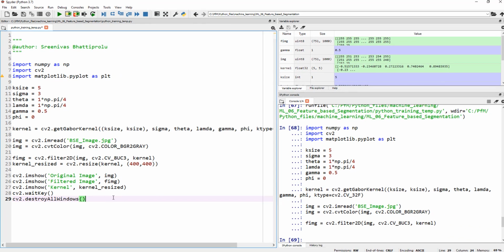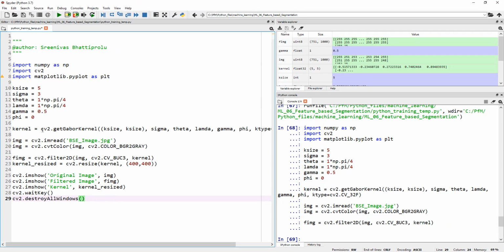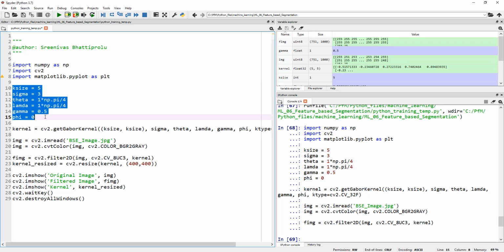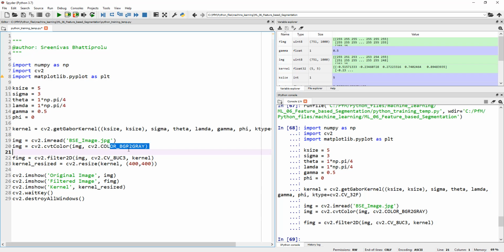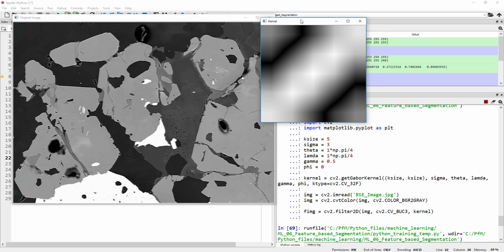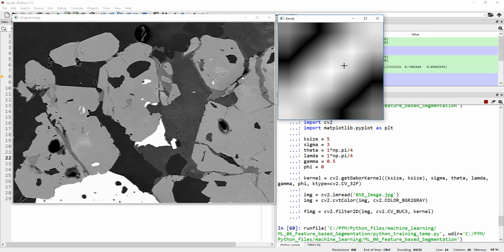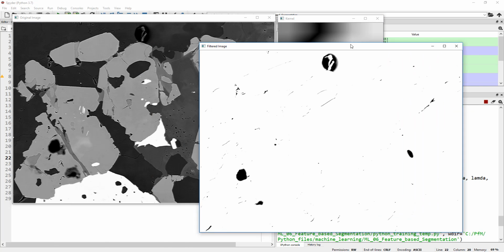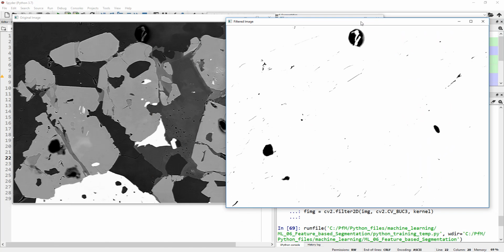Now let's visualize this. All we did is generate a Gabor kernel using the parameters that we defined up here, and applied it on a gray level image by using our cv2.filter2D method. And we are resizing our kernel to 400 by 400, so it makes it easy for us to see. That's pretty much it. So let me run this, and here is the input image. Oh, it's on my other screen. Let me drag it. Here is the kernel, obviously resized, and here is the filtered image.